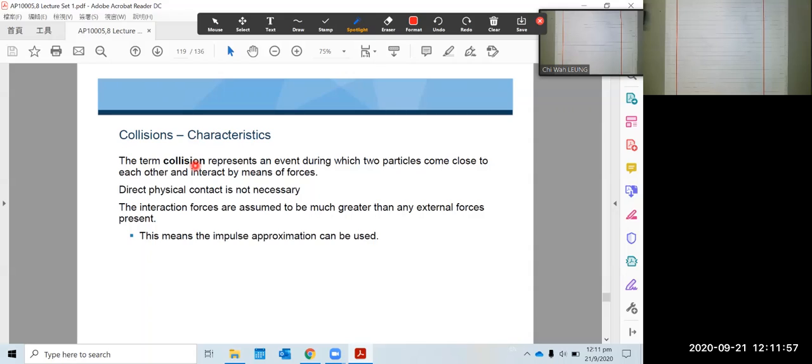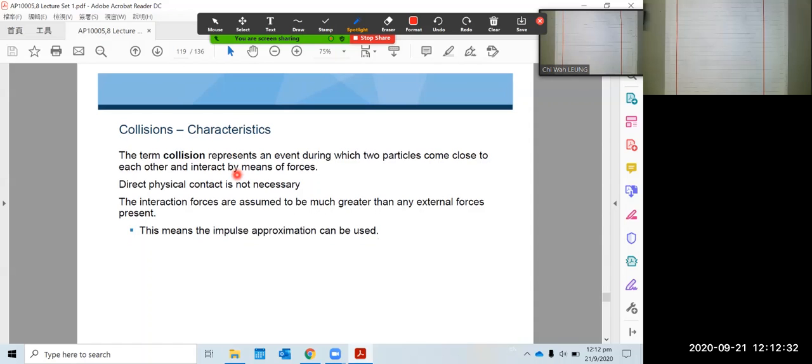There may be frictional force with the ground, there may be other forces associated with the motion, but because of the very strong internal force, we could neglect all the other forces. The interaction force are assumed to be much greater than any other external force. So we could assume no external force. And we could apply the conservation of linear momentum straight away. That is the idea.